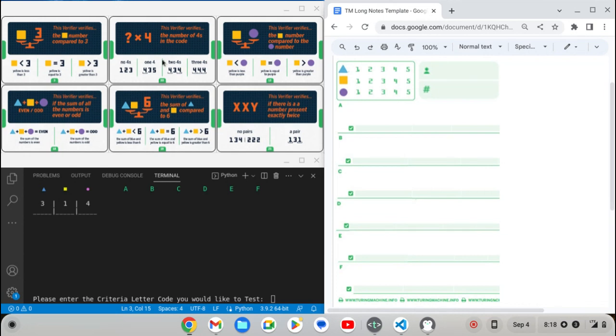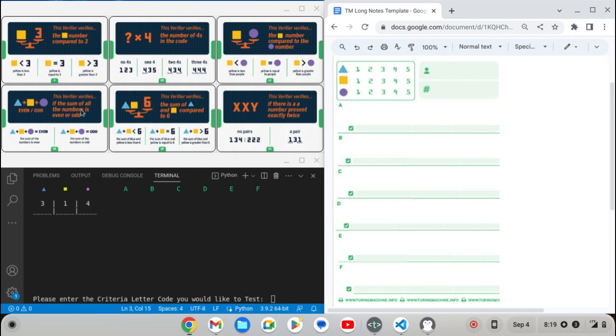Criteria card B looks at our 3-digit solution and will let us know how many 4s are in the solution. Are there no 4s? Is there a single 4? Perhaps 2? Maybe even all 3 are 4. Criteria card C will look at our middle and last digit, the square and circle, and compare them. So should the value of square be less than circle? Should they be equal? Or should the value of square be greater than circle?